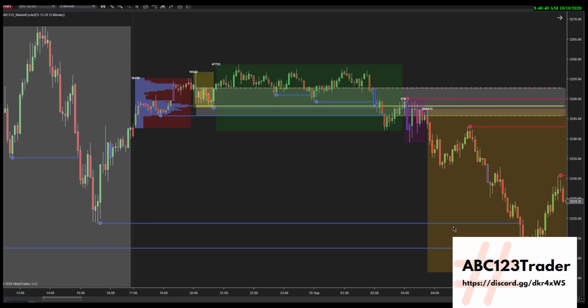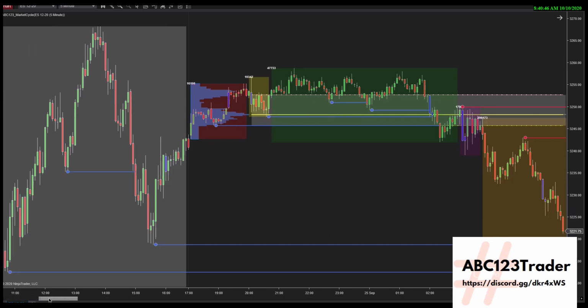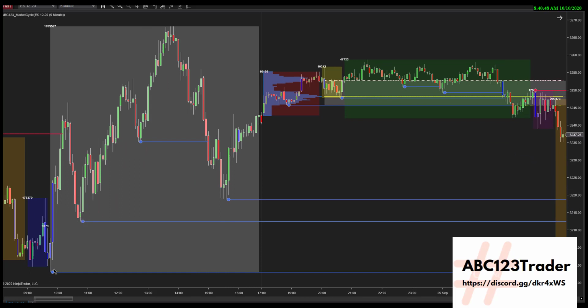We know we have stops, these super long lines here. So we would believe some longer traders put their stops there.